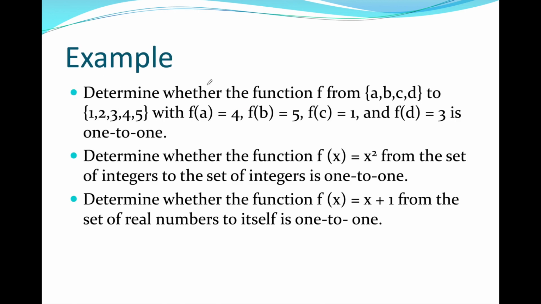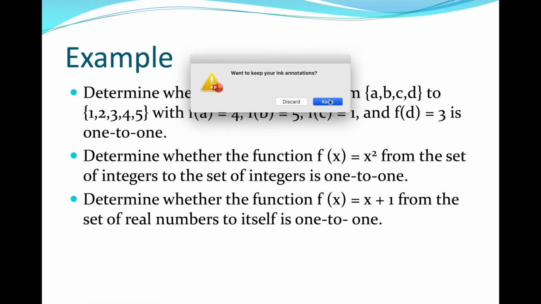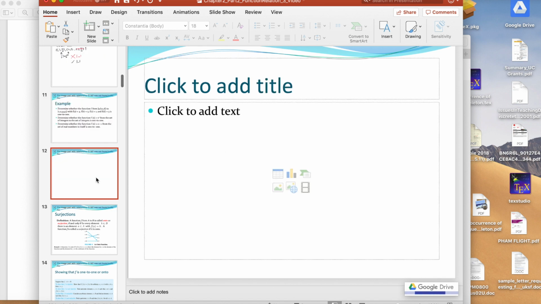So these are the definitions of the one-to-one function. So we go to the exercise here. For the first example, determine whether the function f from {a, b, c, d} to {1, 2, 3, 4, 5}, with f(a) equal to 4, f(b) equal to 5, f(c) equal to 1, and f(d) equal to 3, is one-to-one or not.